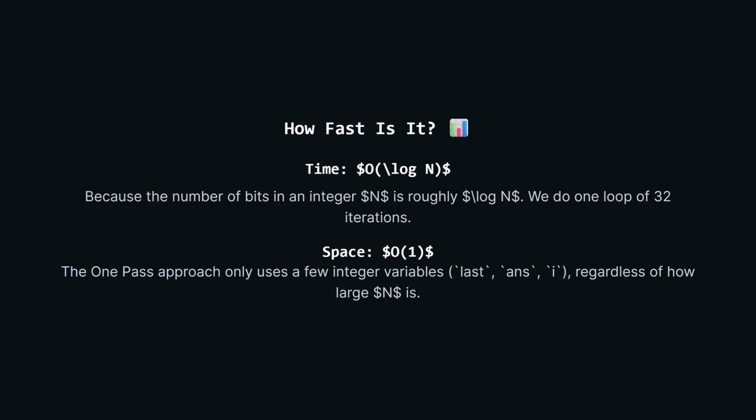Let's talk performance. The time complexity is big O of log n. Why log n? Because the number of digits in the binary representation of a number n is roughly equal to its logarithm. Our loop runs for a fixed 32 times, so it's extremely fast. For space complexity, our optimized one-pass approach doesn't use any extra arrays or lists to store indices, so it takes a perfectly flat order 1 space.